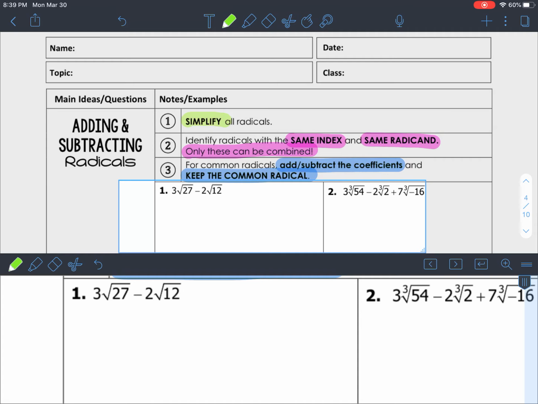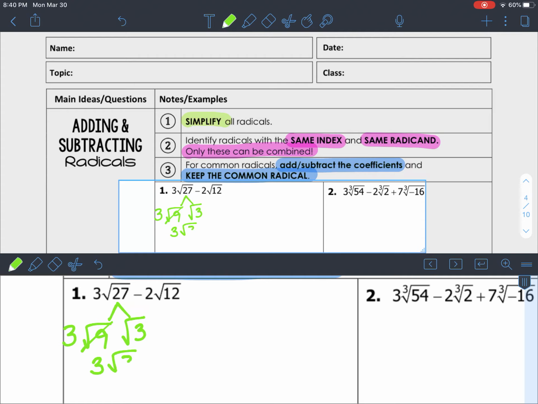Just like our first step said, we need to simplify all of our radicals. So right now, these are both square roots, which is cool, but 27 can be broken down further, and so can 12. So we need to break 27 into the square root of 9 and the square root of 3. And keep in mind, we still do have that 3 out front, so we need to bring that down as well. Now, when we continue simplifying, we know that the square root of 9 is 3.